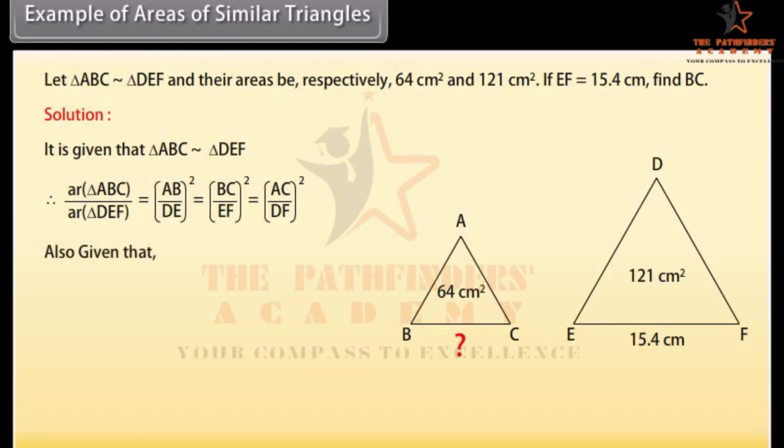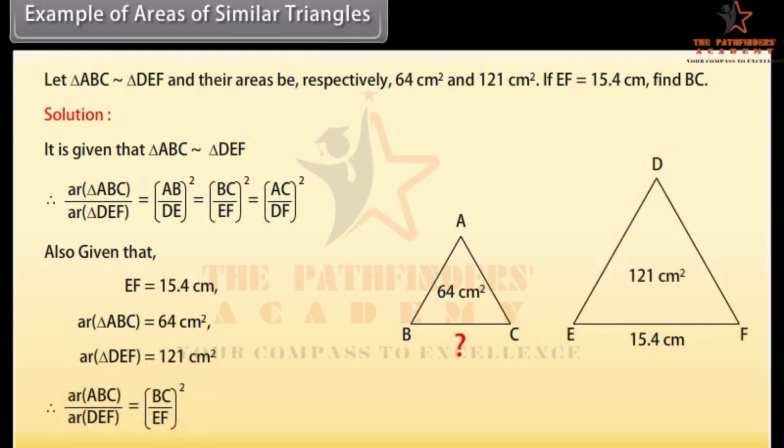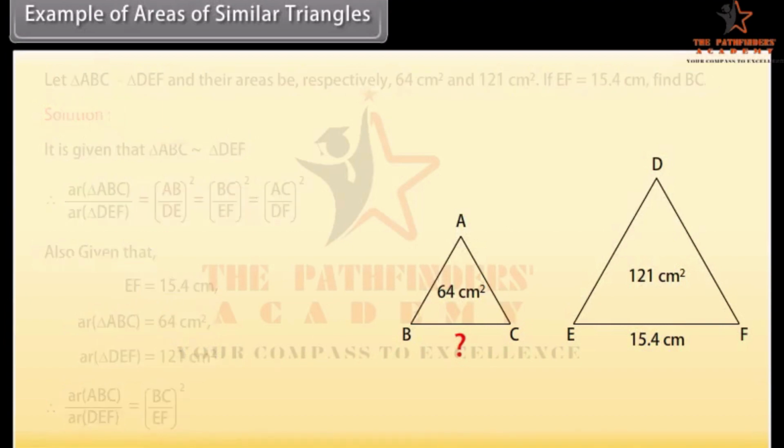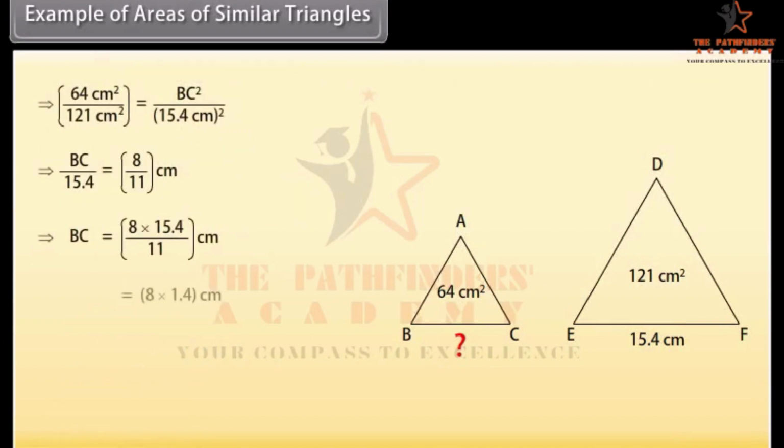Also, given that EF equals 15.4 centimeter, area of triangle ABC is 64 centimeters square, and area of triangle DEF is 121 centimeters square. Therefore, area of triangle ABC upon area of triangle DEF is equal to BC upon EF whole square. Now, by substituting and calculating the values, we get BC as 11.2 centimeter.